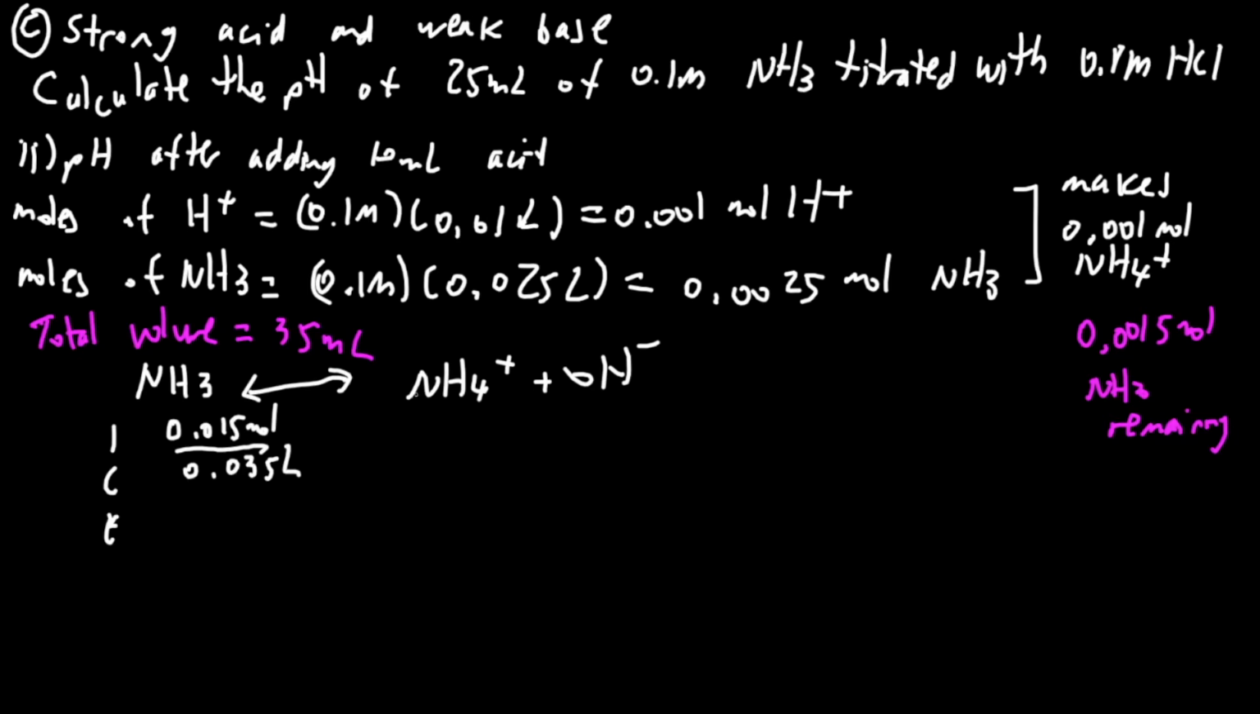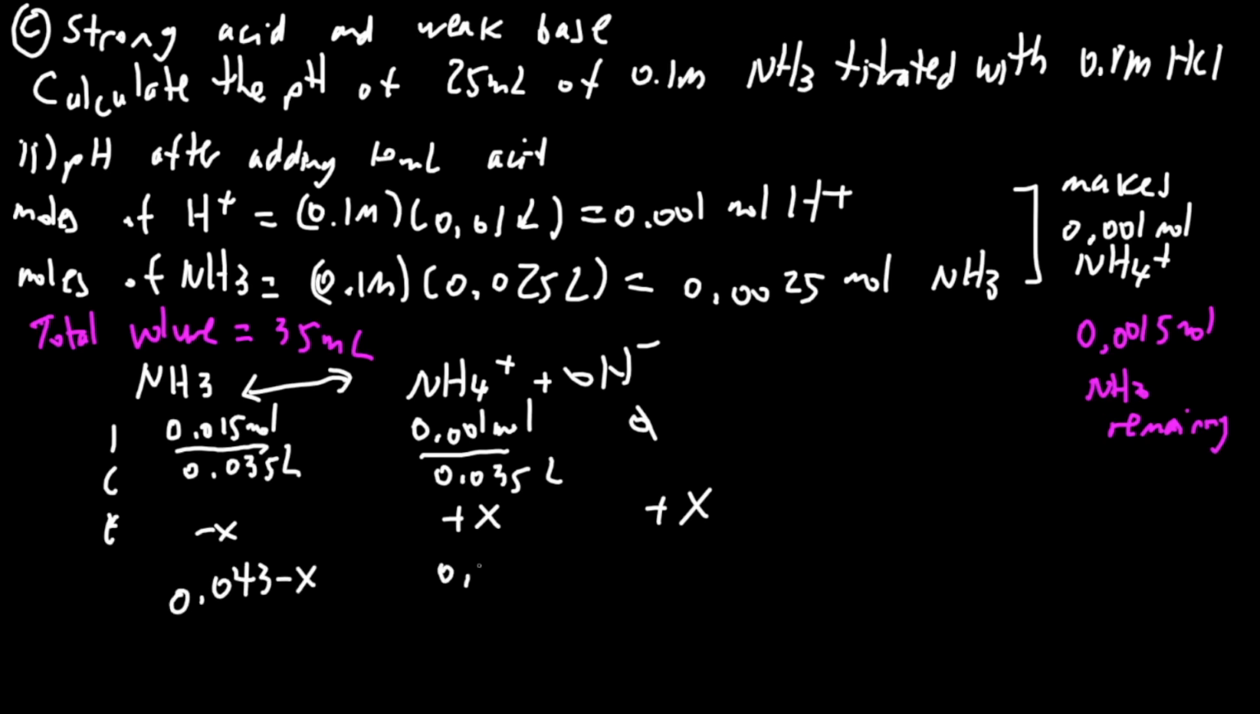And for NH4+, we solved that earlier, so that's 0.01 mole of NH4+ over 0.035 liters. OH minus is 0, so for the change, it's going to be minus x, plus x, plus x. Then for the equilibrium, if you solve that, you're going to get 0.043 minus x, 0.029 plus x, and positive x. Once again, we're going to solve using Kb because there's OH minus here.